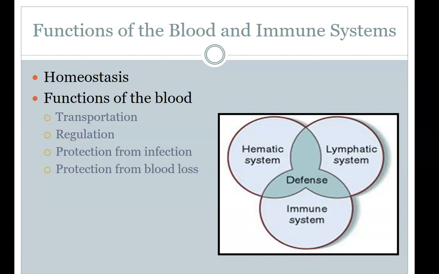The blood, lymphatic, and immune systems are three integrated systems that help the body maintain homeostasis, which means a steady state. The functions of the blood are: 1. To provide transportation of gases, which is your oxygen and carbon dioxide, hormones, nutrients, salts, and cells that defend the body. 2. To regulate the body's fluid and electrolyte balance, acid-base balance, and body temperature.